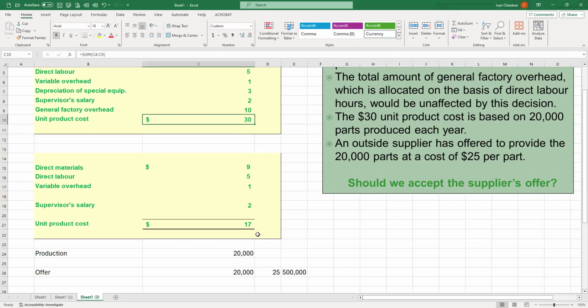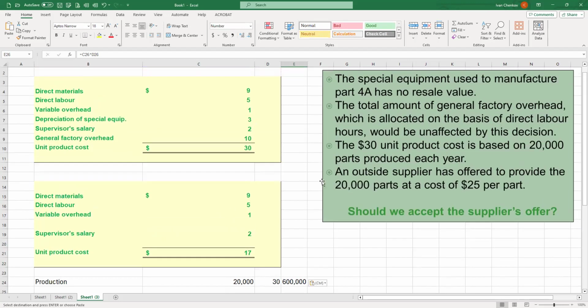Now, based on my initial report, it would make sense, correct? Because in that case, it's going to cost us $600,000. So if we buy it from outside, it's going to cost us only $500,000. That's going to save us $100,000. But if we look closely, we understand that this general factory overhead and the depreciation of the special equipment, those costs cannot be avoided, and they are still going to stay with our company regardless of whether we make this part or not.